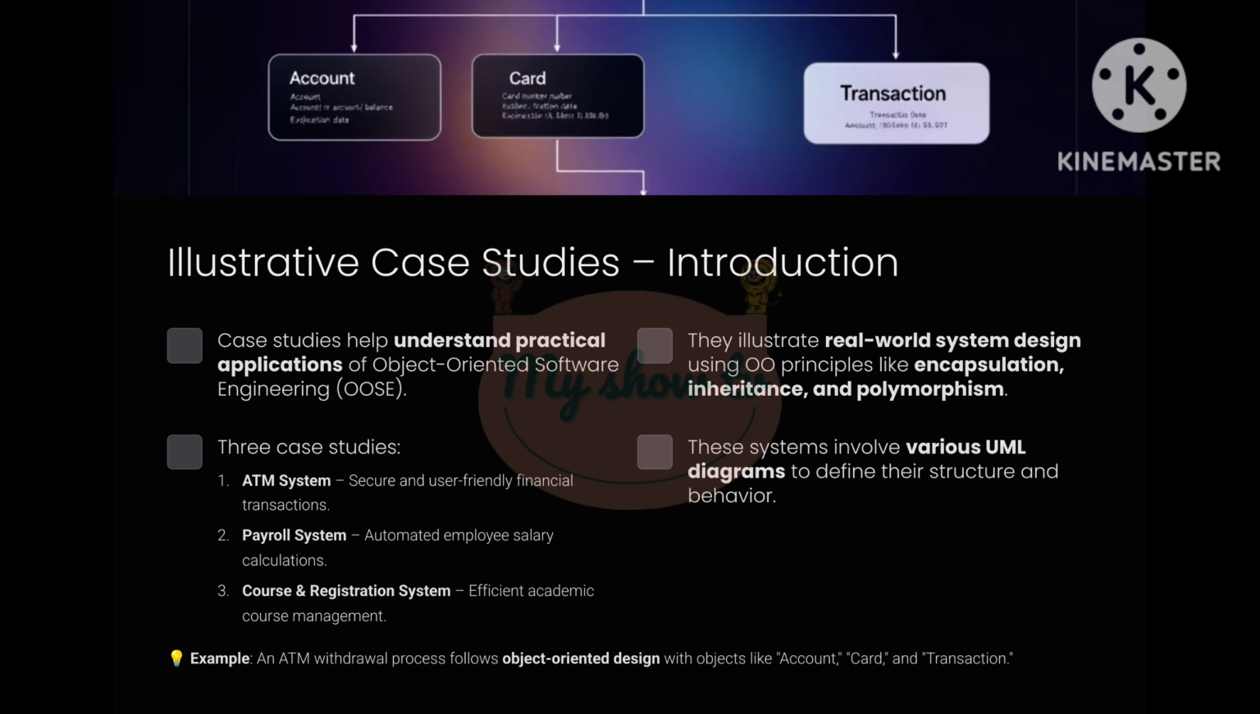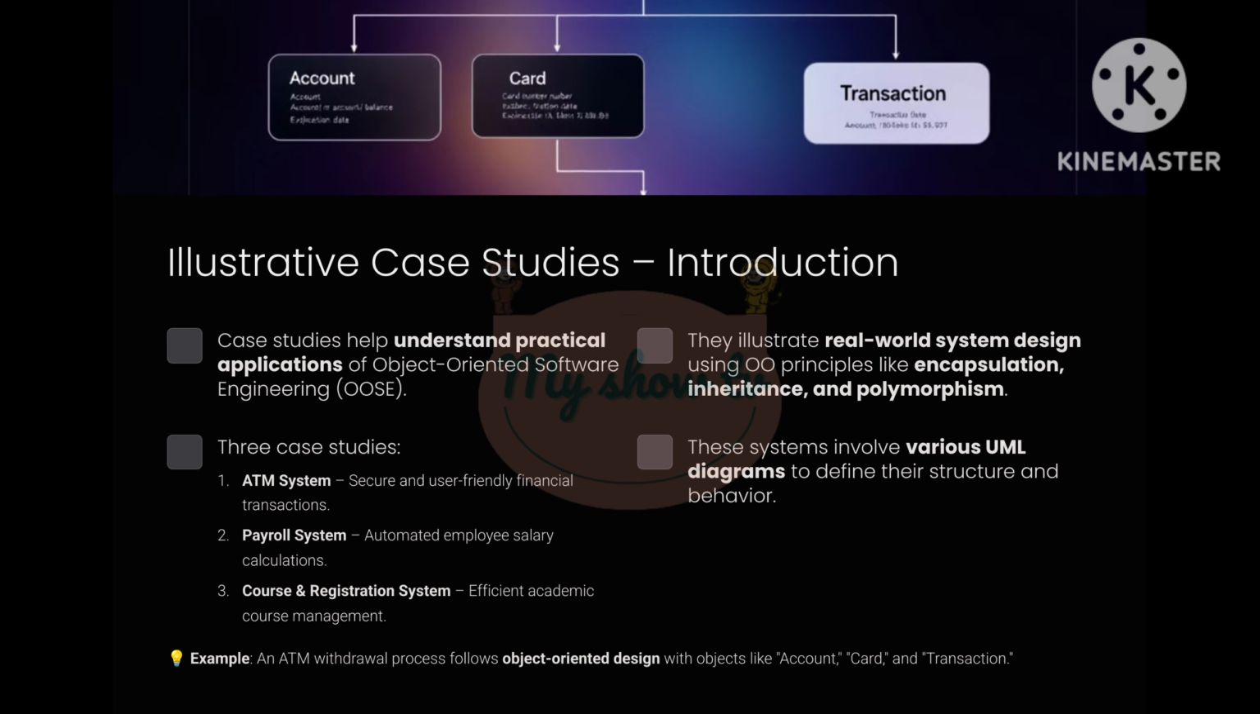Illustrative case studies. Today, we will explore how object-oriented software engineering (OOSE) is applied in real-world scenarios. Case studies help us understand software design practically by analyzing real-world systems using object-oriented (OO) principles like encapsulation, inheritance, and polymorphism. The three case studies we'll discuss are the ATM system, payroll system, and course registration system. Each of these involves designing classes, relationships, and behaviors to create efficient and scalable software.